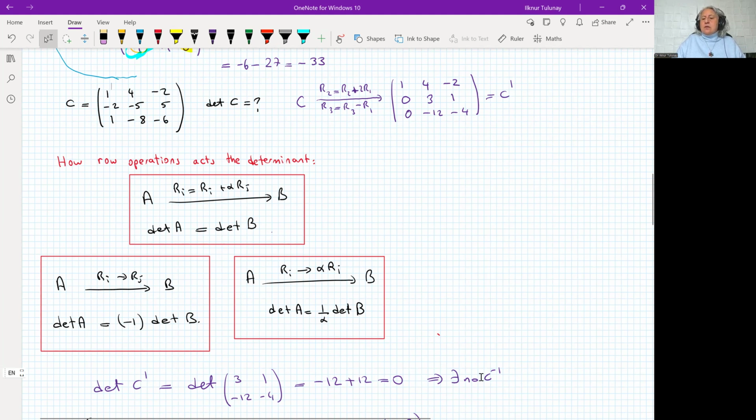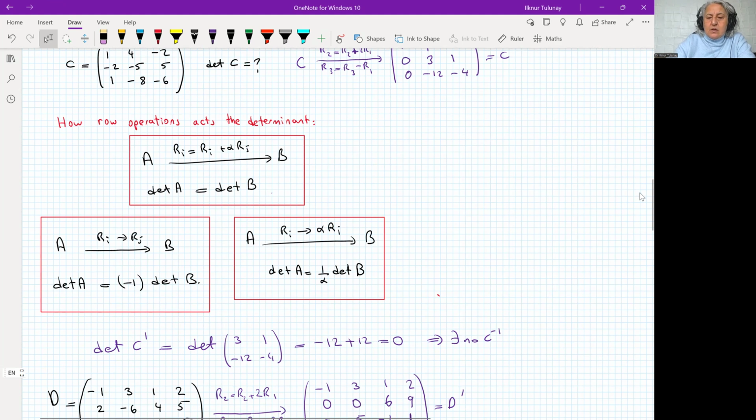That means that there is no inverse of this matrix. C is not invertible, so you can calculate that C is not invertible in this case. So this means C is not invertible.